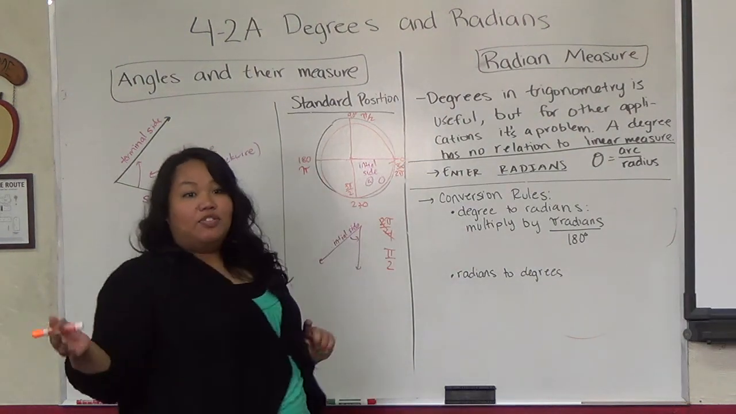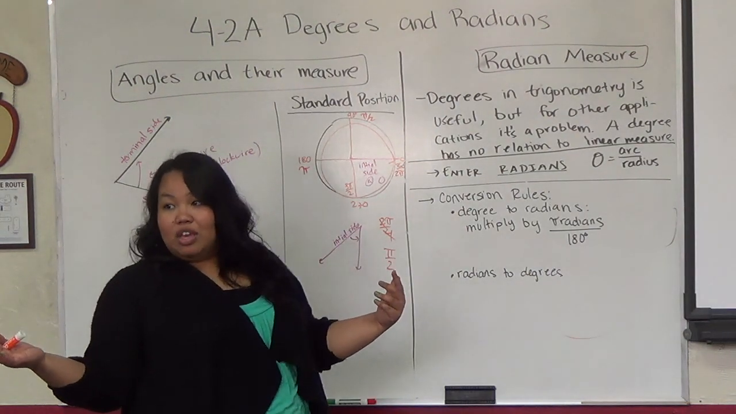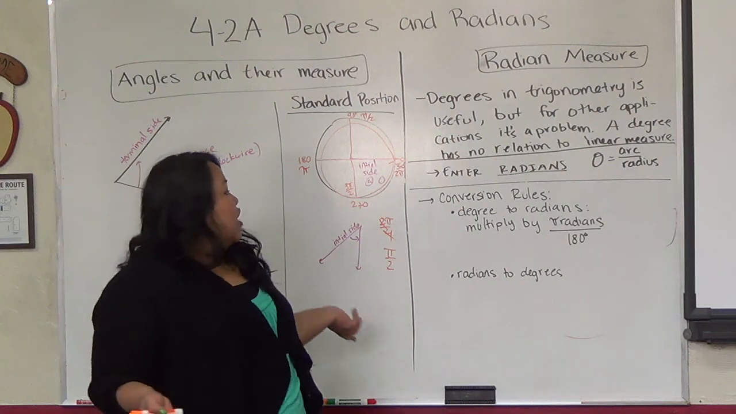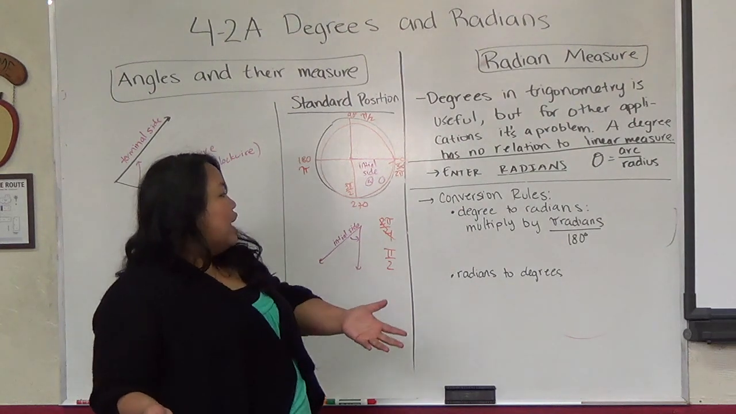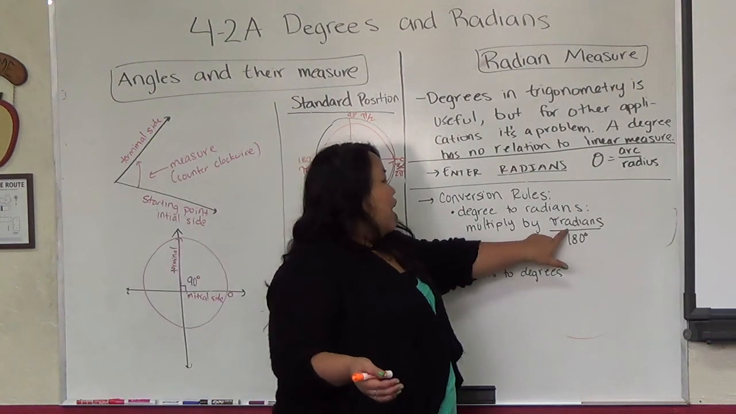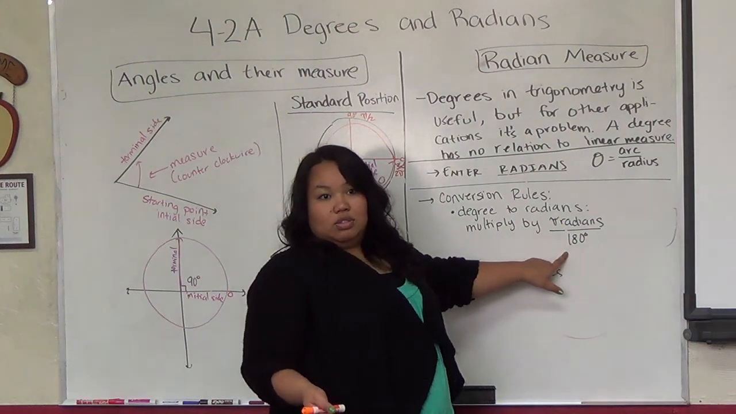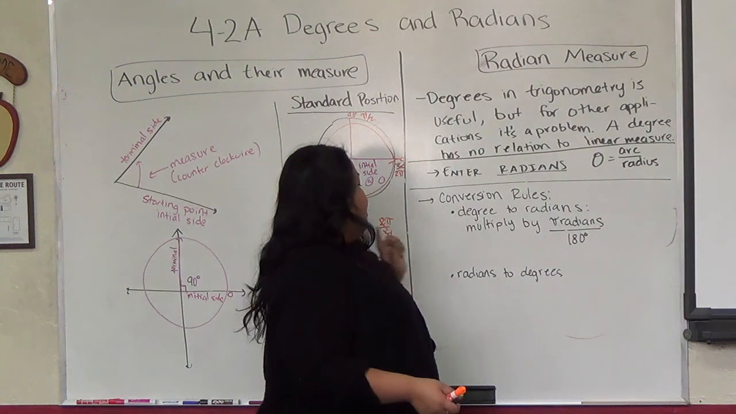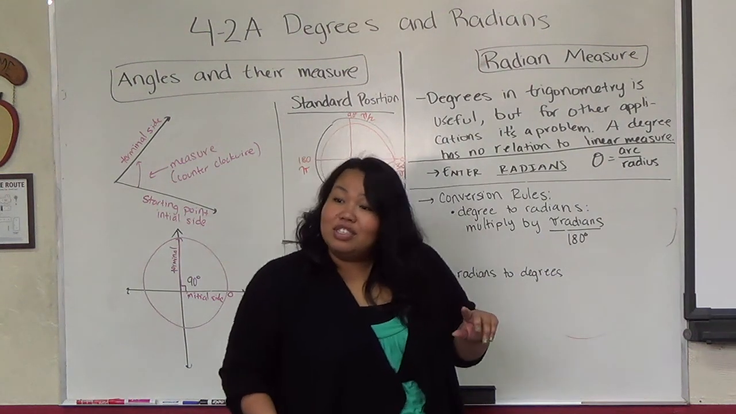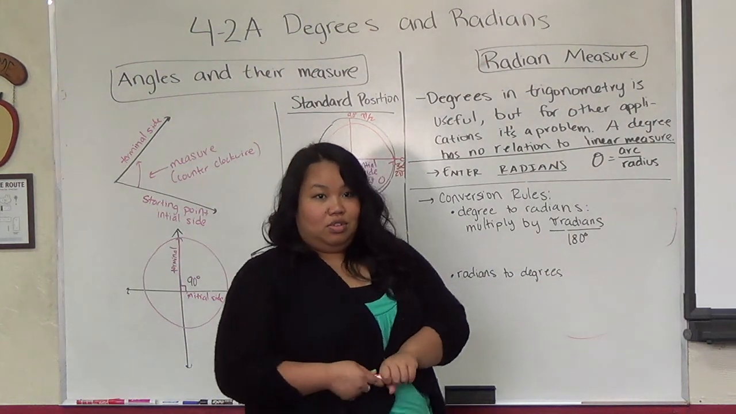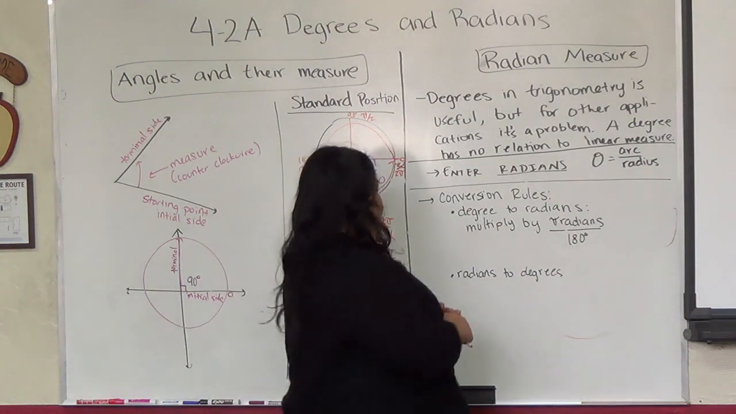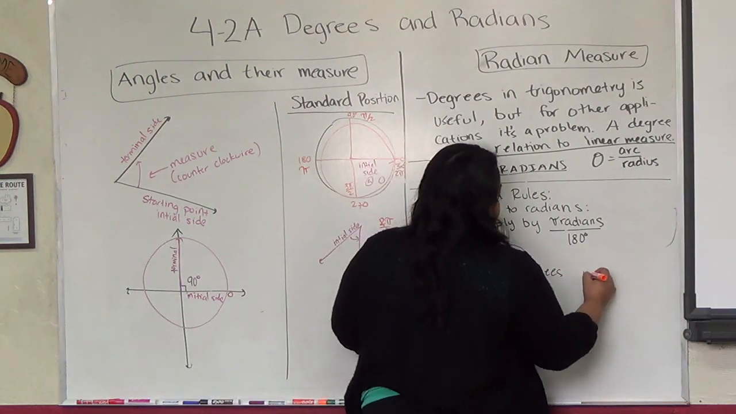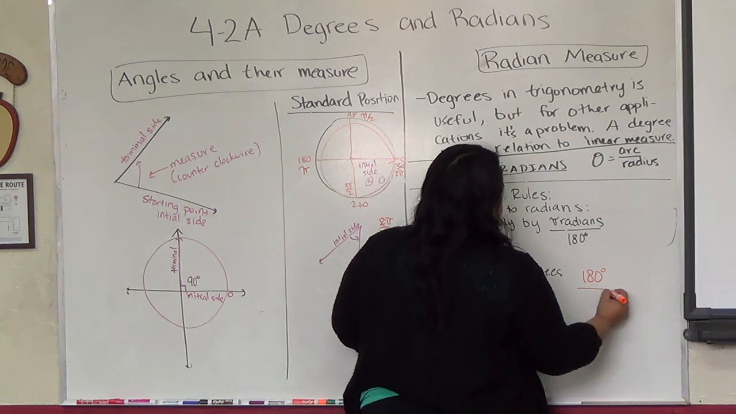So the conversion rule is, because of course there's no point in having a link if I can't convert it. If I want to turn degrees into radians, I have to multiply by pi radians over 180 degrees. Okay, it turns it into radians. Now, if I want to convert radians into degrees, how would that work? What's the opposite of that? Which would be 180 degrees over pi radians.